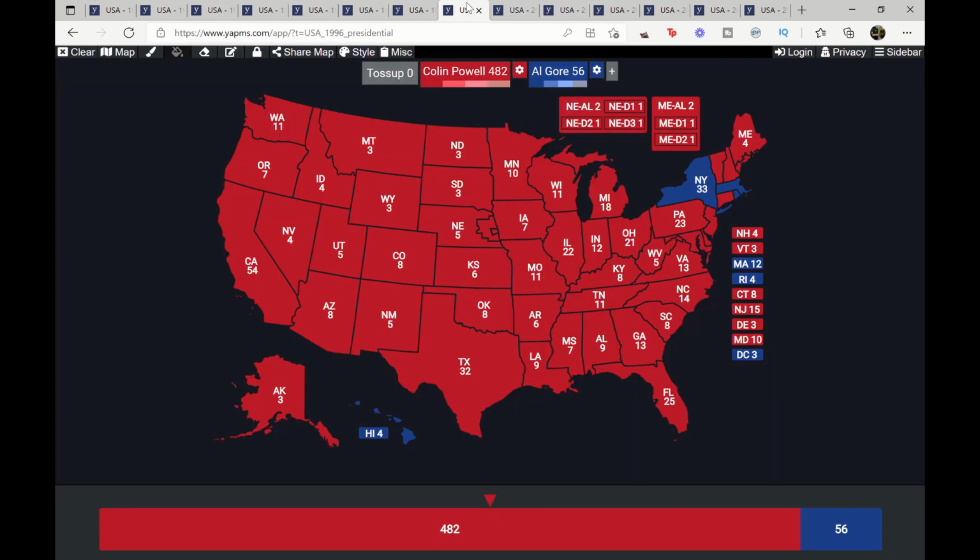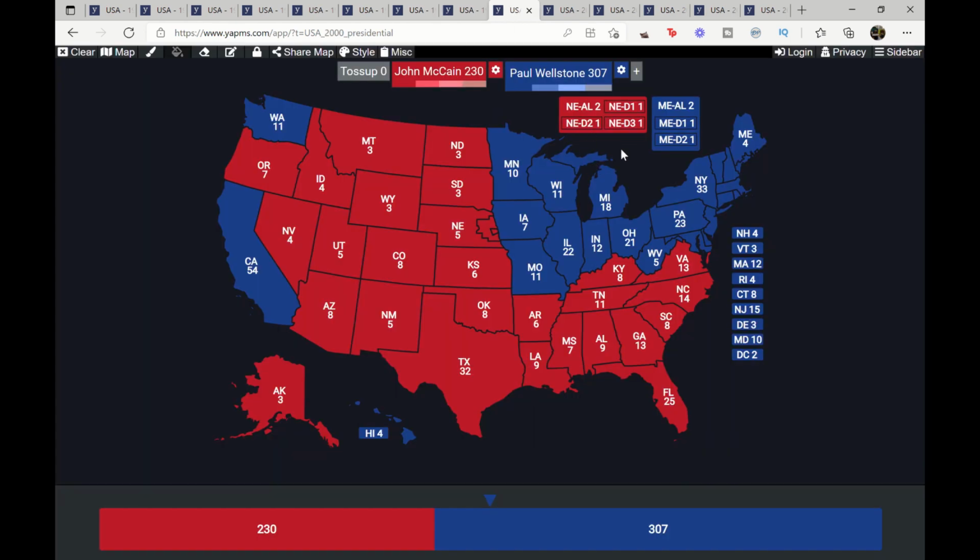And in 1996, I believe that the Democrats would kind of overcompensate for Jesse Jackson and pick a very centrist figure, and that'd be Al Gore. And Al Gore would not do very well at all. He'd lose his home state of Tennessee, Washington, much of the Northeast, and only win a few states. Colin Powell would improve on his margin, going from 461 electoral votes to 482 electoral votes.